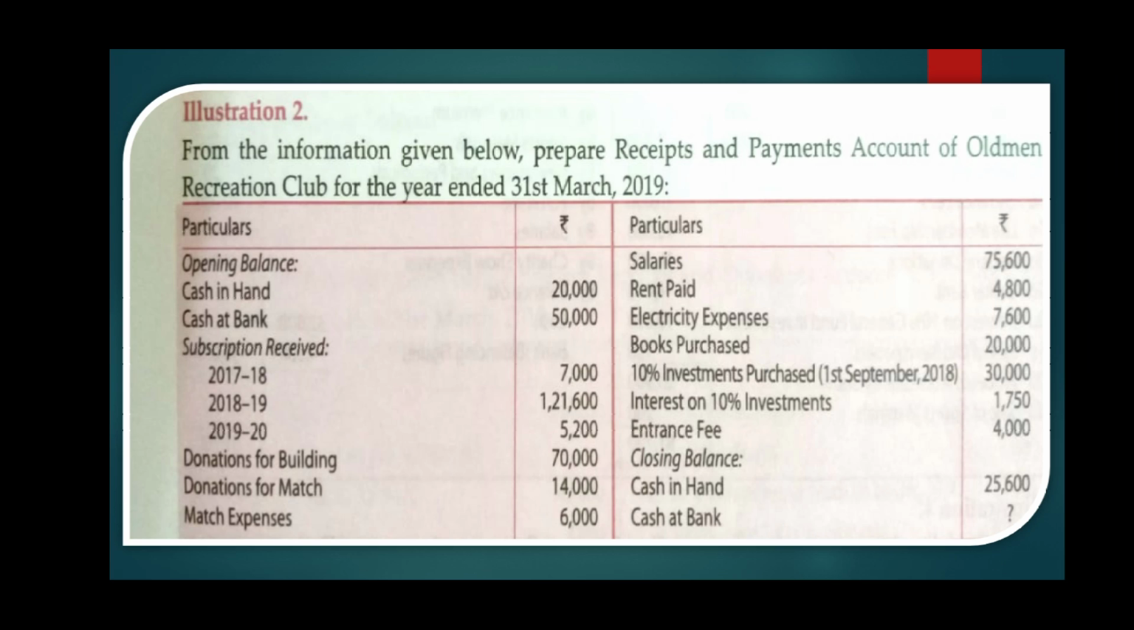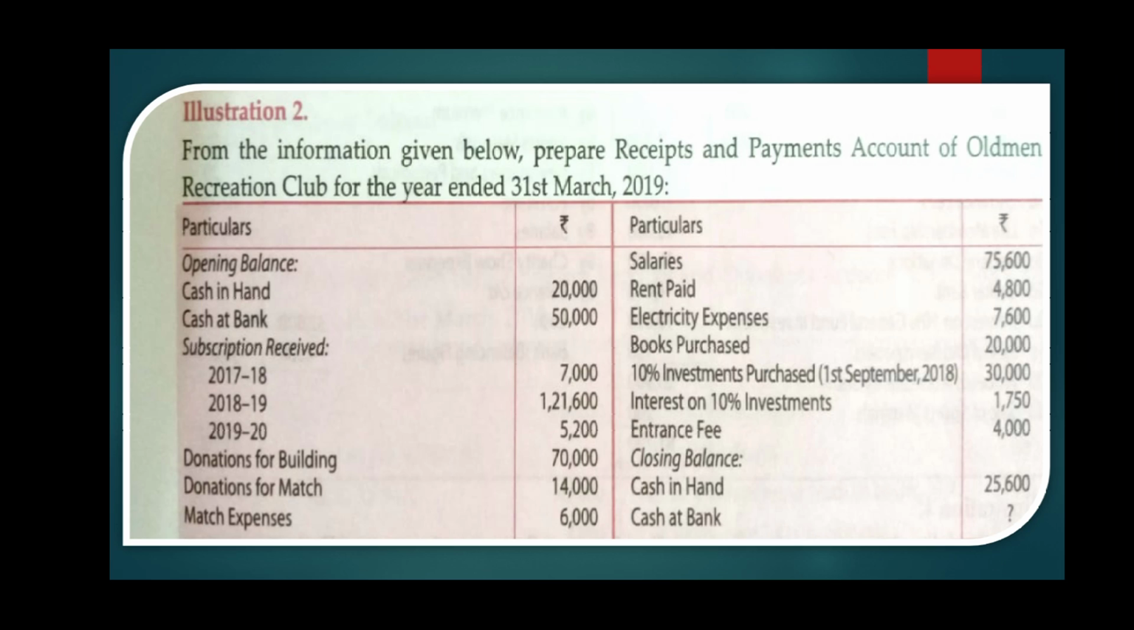Then match expenses are 6,000. These are expenses. It will be written on the payment side. Salaries, rent paid, electricity expenses, books purchased. These are all expenses. So it will be written on the payment side. So next is 10% investments purchased. If you purchase anything, it means you have made expenditure. So it will be written on the credit side, on the payment side, 30,000.